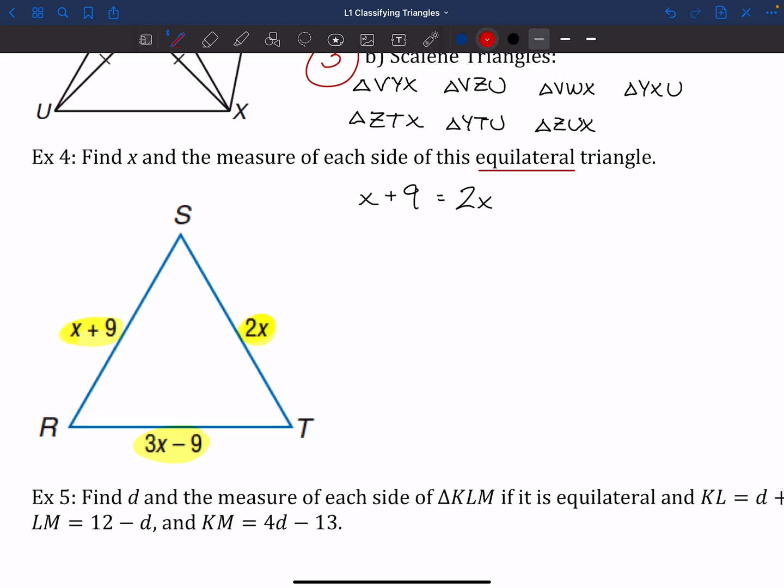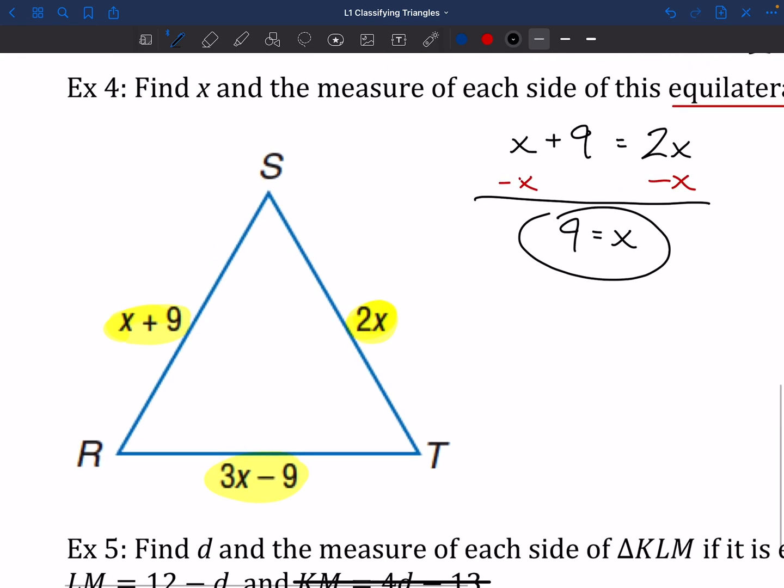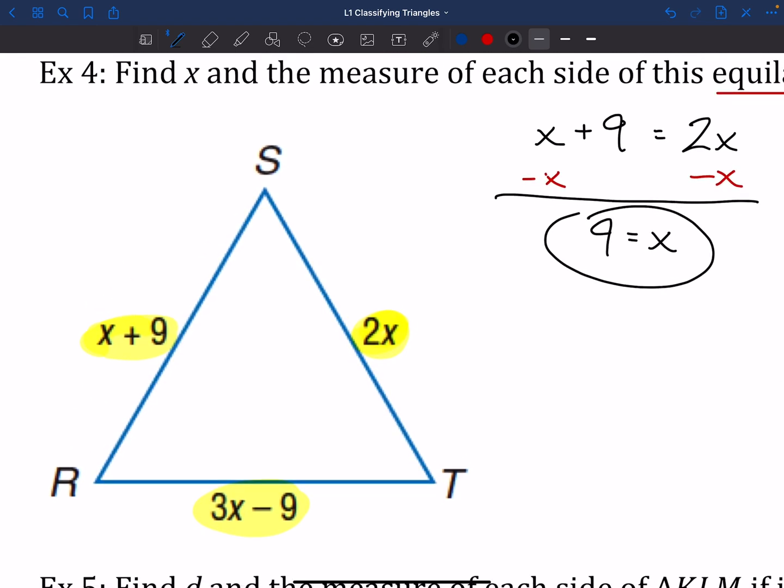To solve this out, I just need to get the x's all on their own side and all the numbers on the other side. I'm going to subtract an x to get it away from that left side there. I'm going to get that 9 is equal to x. Cool. We found out what x is. That's really all we had to do. After that, now that we know that x is 9, I'm just going to plug that back in to see what all these sides are going to be.